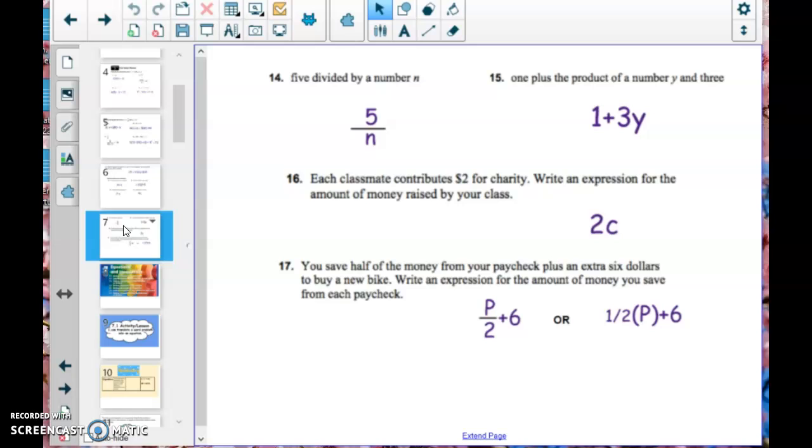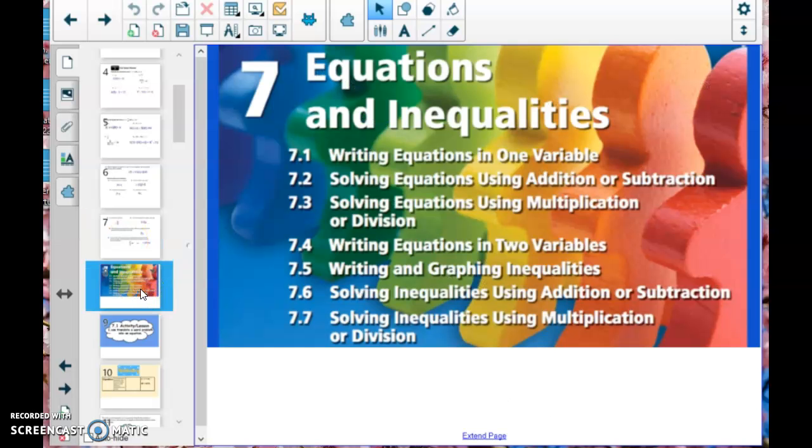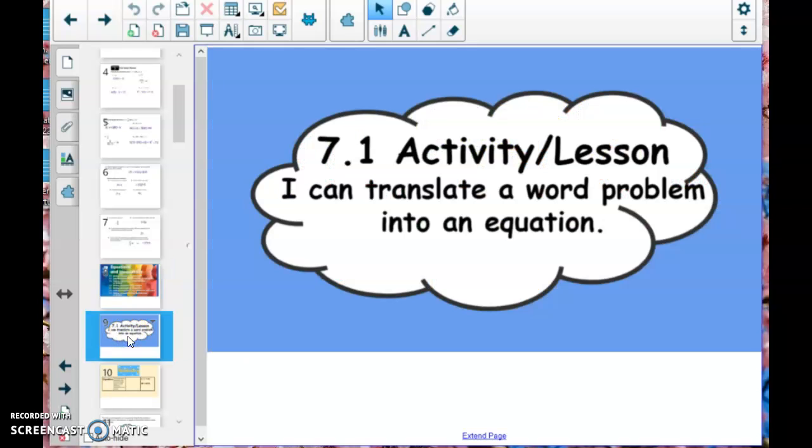So this fair game review was reviewing essential skills that you will need for Chapter 7. And Chapter 7 is going to be kind of a longer chapter for us. We are going to be working on equations and inequalities. So you can see it is 7 sections long. Sorry about that, I had somebody come to my classroom. We are going to be writing equations, solving equations, writing inequalities, solving inequalities, all those kinds of good things this Chapter 7.